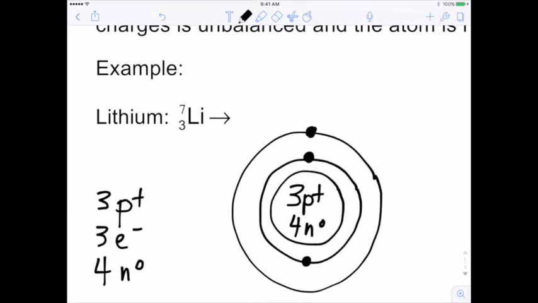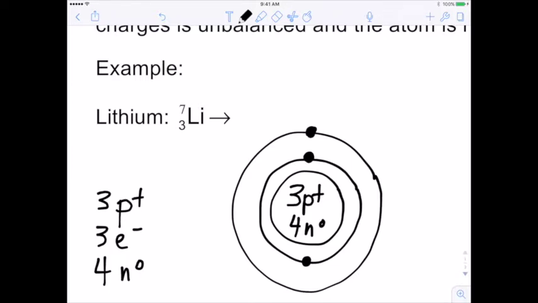Now, the first shell is full. It can only fit 2 electrons. The second shell, however, is not full. In fact, it's hardly full at all. So we have 1 electron, but we can fill it with a total of 8 electrons. Whenever an atom has an incomplete set of electrons in its outer shell, they tend to want to lose electrons or gain electrons depending on which task is easier.